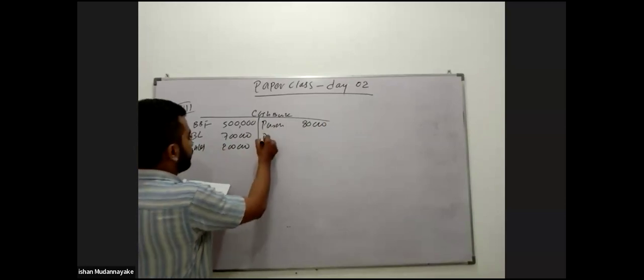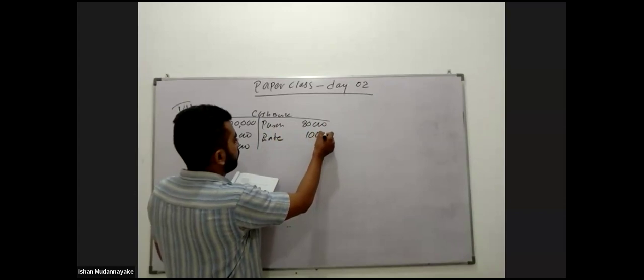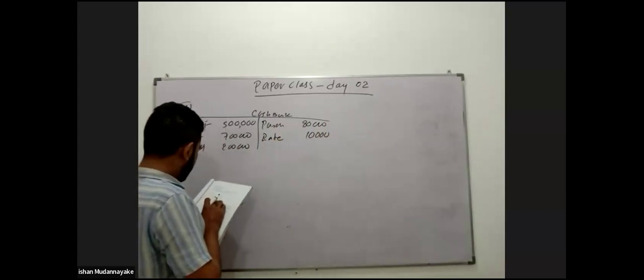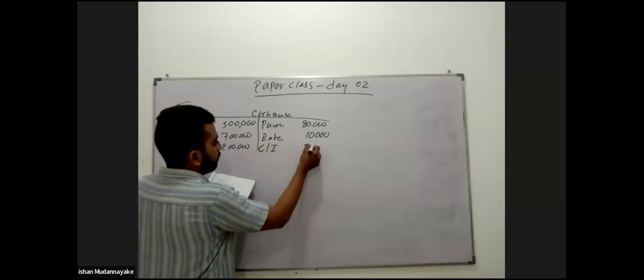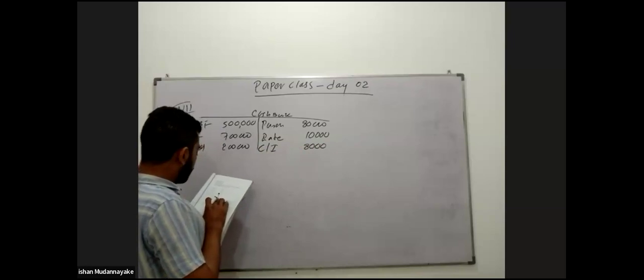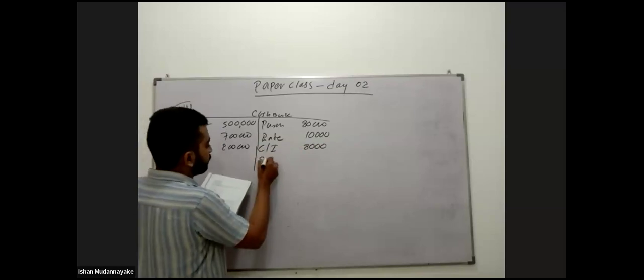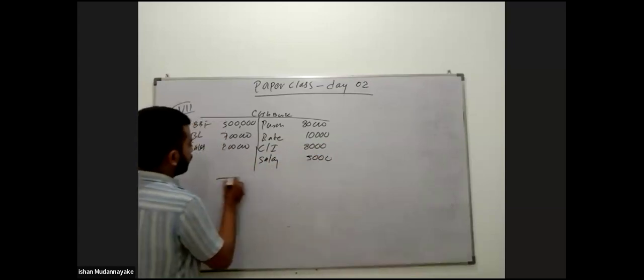Pay billing rate, 10,000. Carriage inward pay, 8,000. Credit purchases, we can record. Paid employee salary, 5,000. Salary, 5,000. Calculate the closing cash balance.